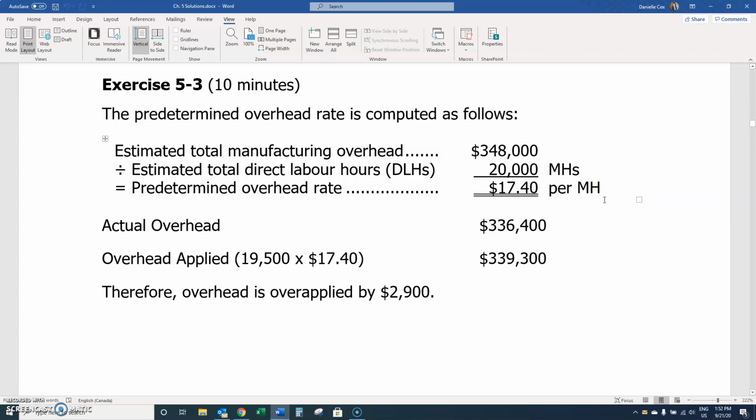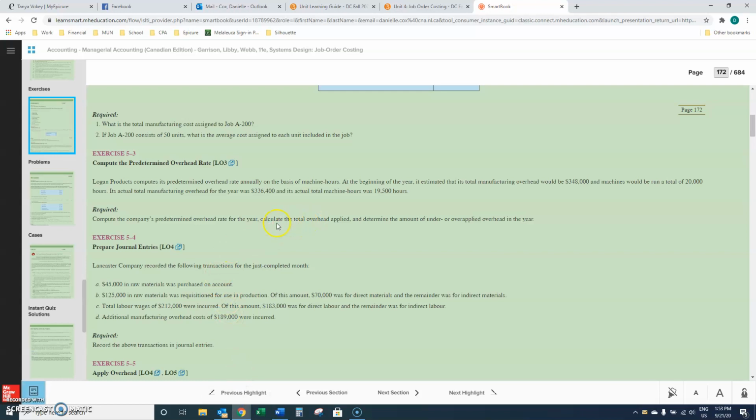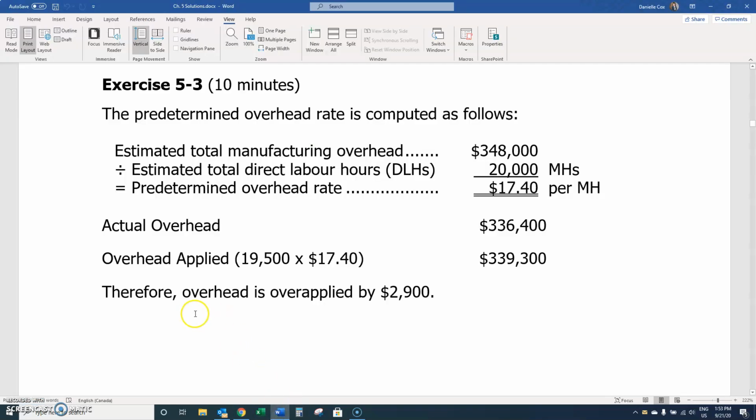What that implies is that during the year, as machine hours are used in jobs, we can apply overhead based on $17.40 per the actual machine hours that are used. That's what we're asked to do also here, calculate the total applied overhead. So how much overhead was applied during the year? We were told the actual number of machine hours. They estimated 20,000 for the year, but they actually used 19,500.